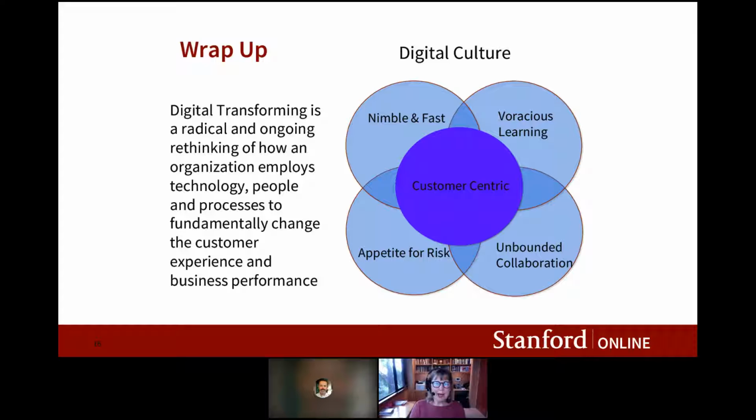And if we have a culture, a foundation that supports that, we will be much more likely as organizations to be successful at identifying and taking advantage of these opportunities. So with that, I will turn it over to Mike.